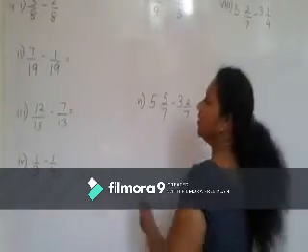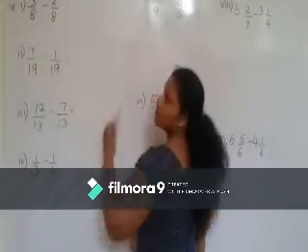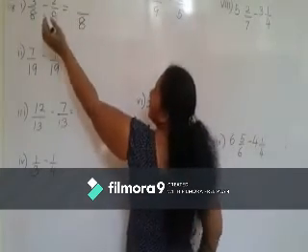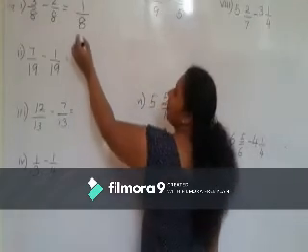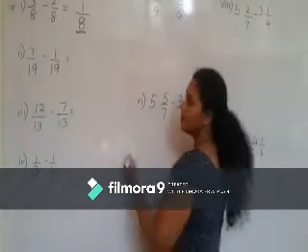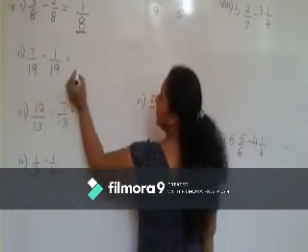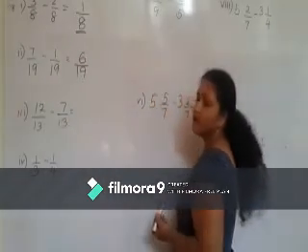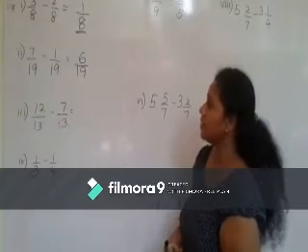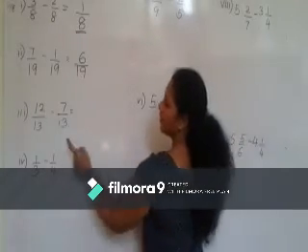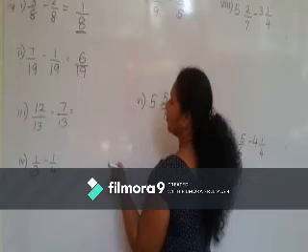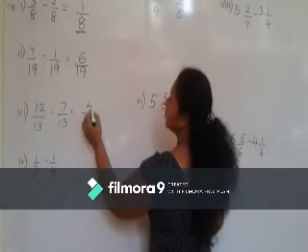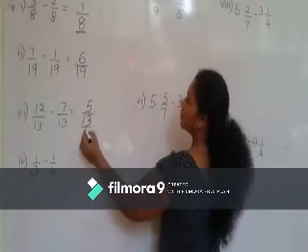Subtraction of fractions. Here the denominators are the same, so we can subtract. Our denominator is 8. 3 minus 2 is 1. 1/8 is the answer. Next the denominator is 9. 7 minus 1 is 6. If the denominators are the same, we can subtract the numerators. And here also the denominators are the same. So our denominator is 13. 12 minus 7 is 5. 5/13.